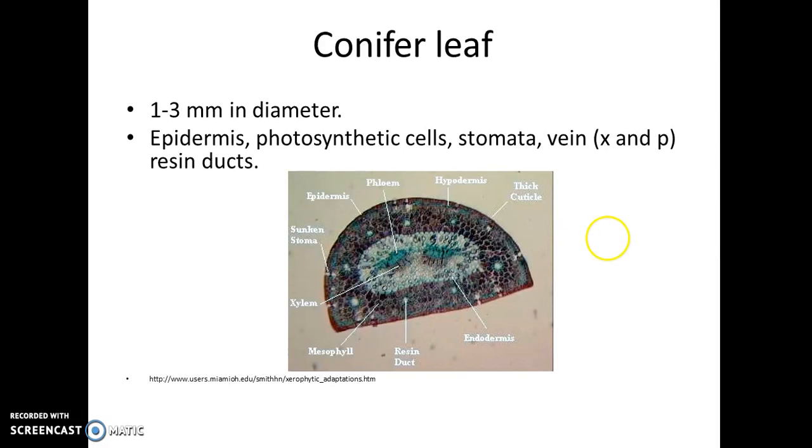The vein is both the xylem and phloem. We talked about what they do. Xylem carries water, phloem carries the photosynthetic products down. And then we have resin ducts. Now, the resin ducts, they believe, act like a band-aid. So if there's some type of injury to the leaf, the resin is produced to seal up the injury.